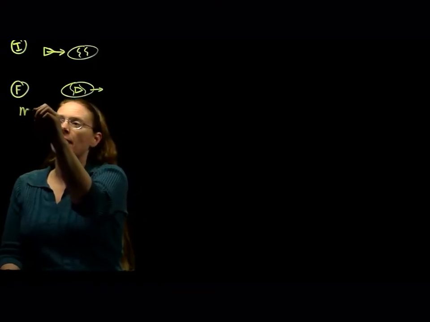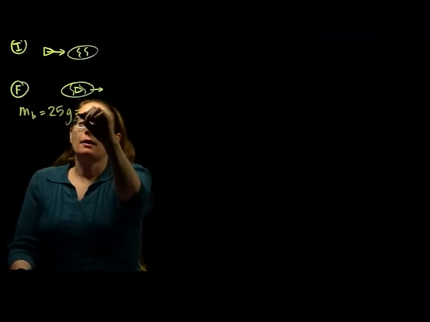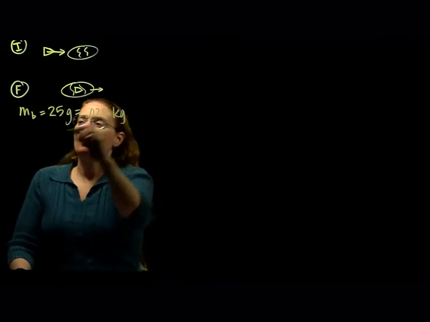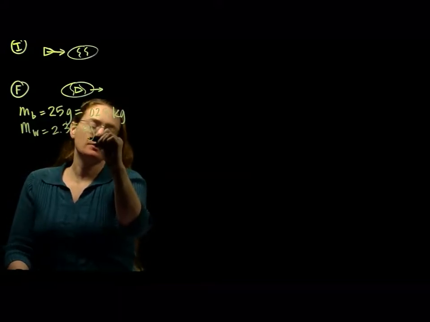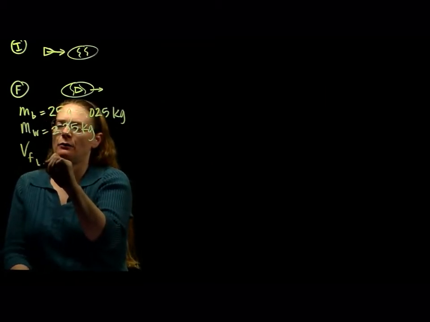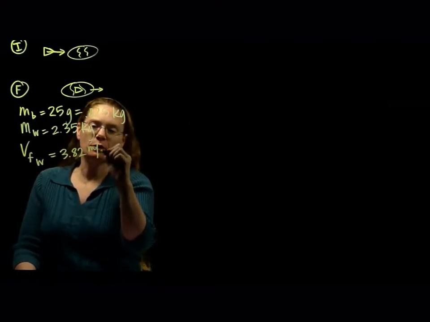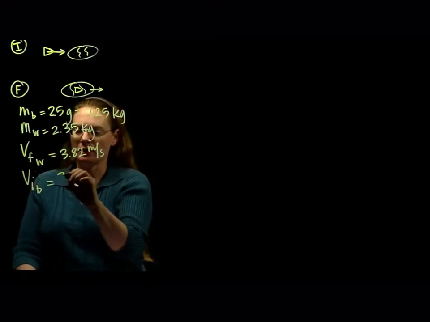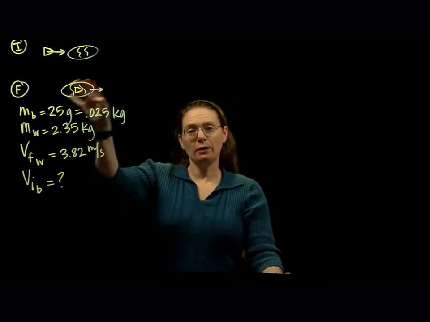What do we know? We know the mass of the bullet is 25 grams, and I'm going to convert that right away because I need kilograms: 0.025 kilograms. The mass of the watermelon is 2.35 kilograms. The final velocity of the watermelon we're given as 3.82 meters per second, and we want to know the entry speed of the bullet. So what's the initial speed of the bullet when it hits the watermelon? All right, picture with initial and final.